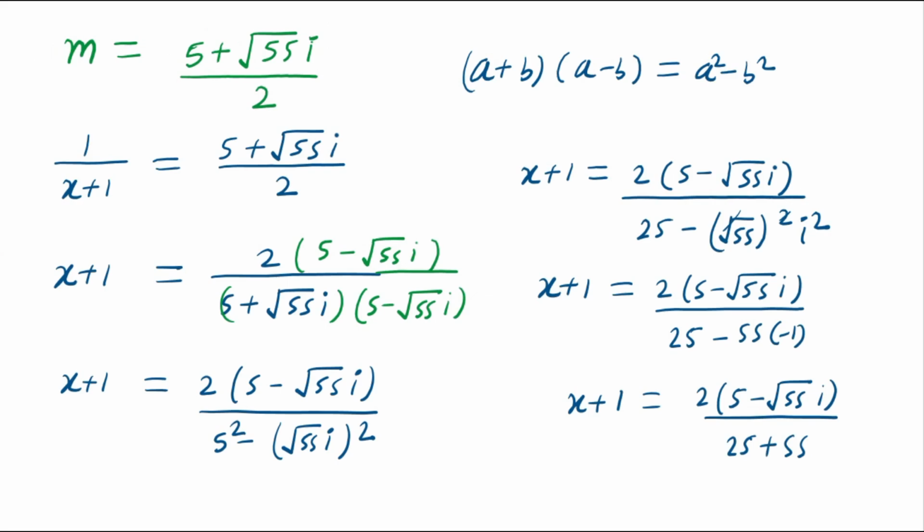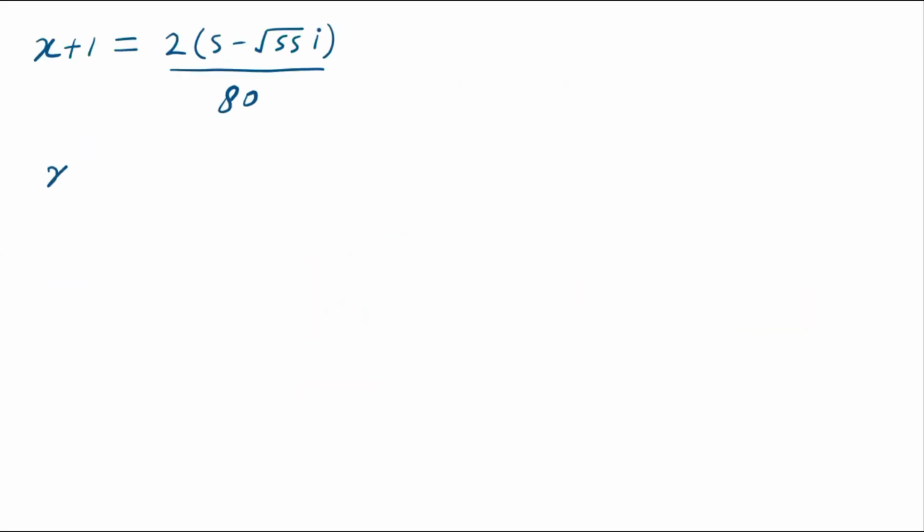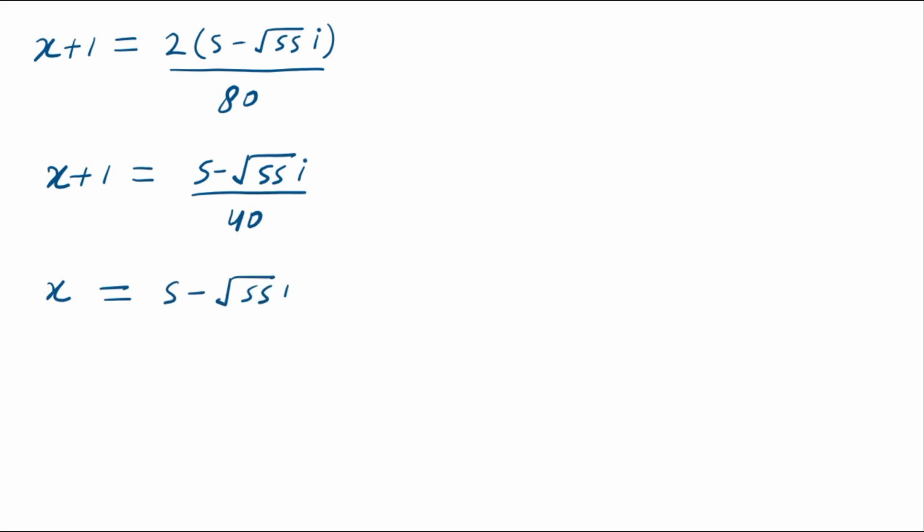Then the value of x plus 1 equals 2 times 5 minus square root of 55 times iota, and divide by 25 plus 55, which is 80. So x plus 1 equals, this 2 is divided by 2, then you will get 1. So in the numerator 5 minus square root of 55 times iota, divided by 80 divided by 2, then you will get 40. Now subtract 1 from both sides, then the value of x equals 5 minus square root of 55 times iota divided by 40, minus 1.